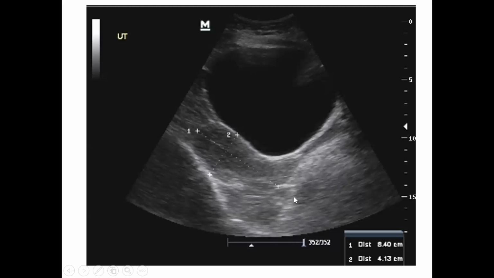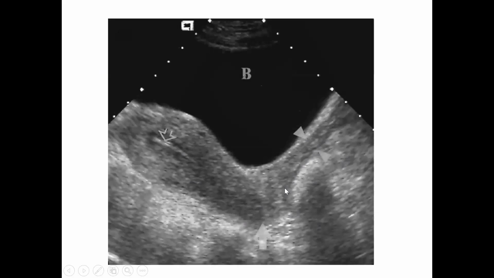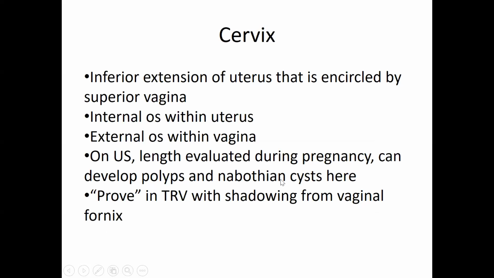So here we are, sagittal on our patient. Here's our urinary bladder, vaginal canal down in here, coming around to that cervix, that posterior aspect of the cervix, and then into the lower uterine segment, body, cornua and fundus of the uterus. Let's see if we have a better one. That's the same one. We don't have a good one. Okay, so the cervix is the inferior extension of the uterus itself.